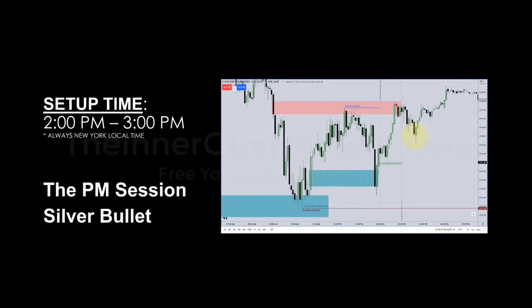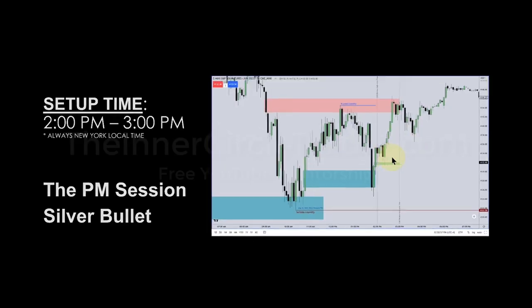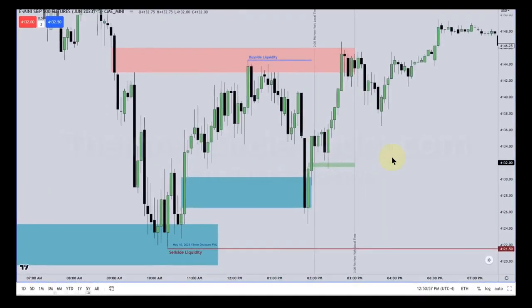All right, and finally we have our last ICT Silver Bullet here, which is framed on 2 p.m. to 3 p.m. New York local time. And this is the PM session ICT Silver Bullet setup. In this one here, we can see that we traded down into a higher time frame, 15-minute discount fair value gap, and you're encouraged to go into your charts to see that is in fact what we have here.